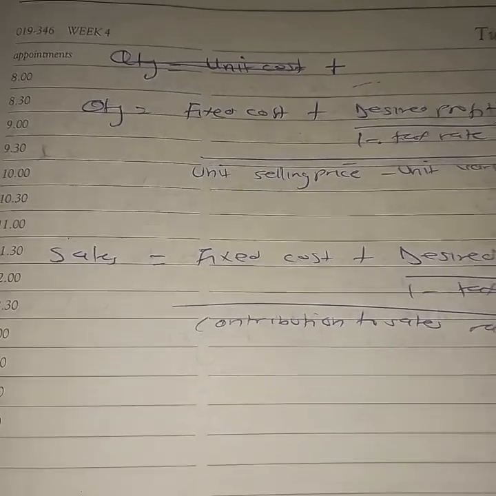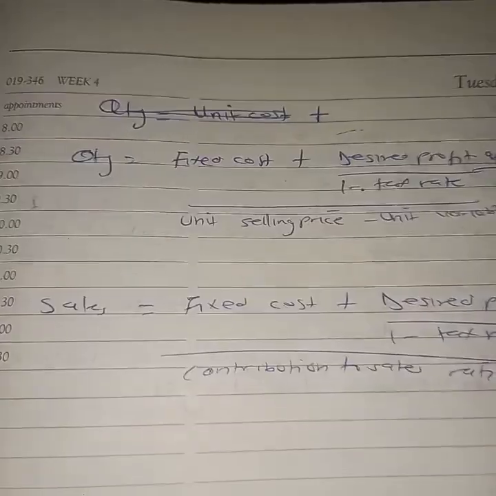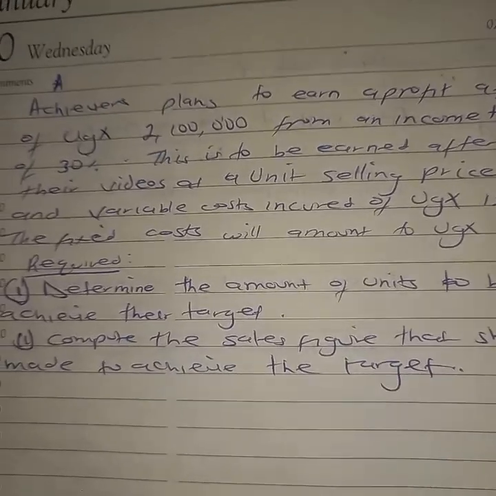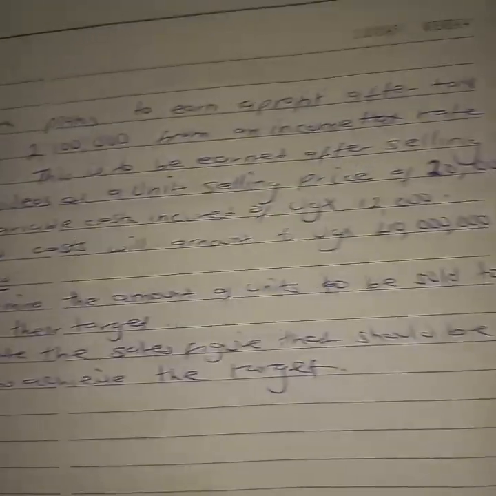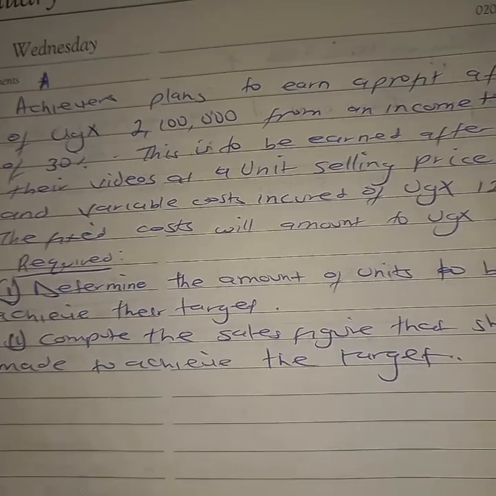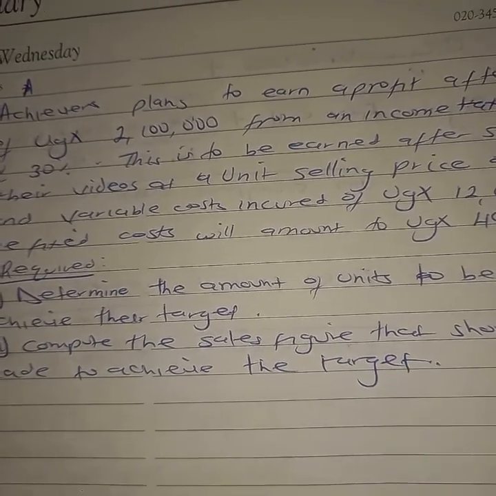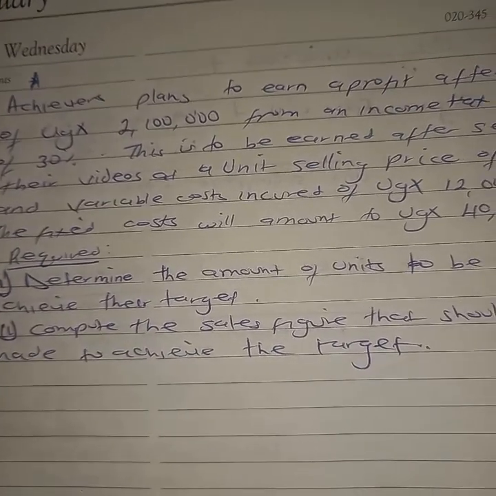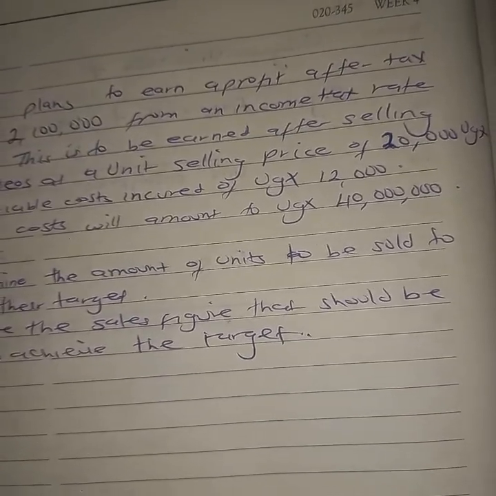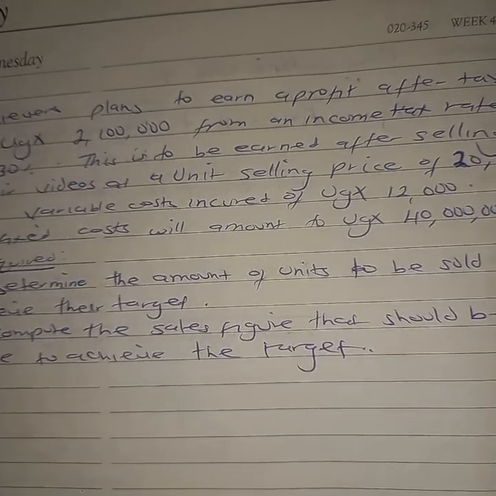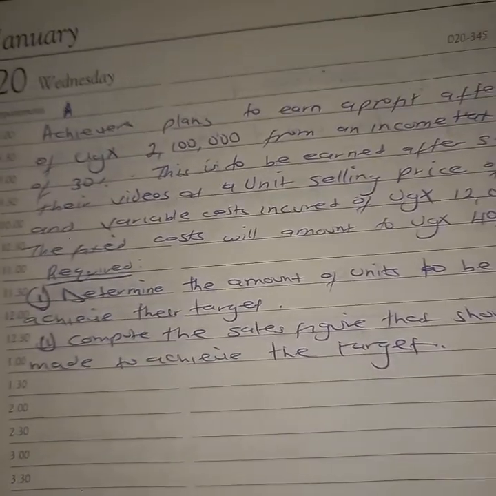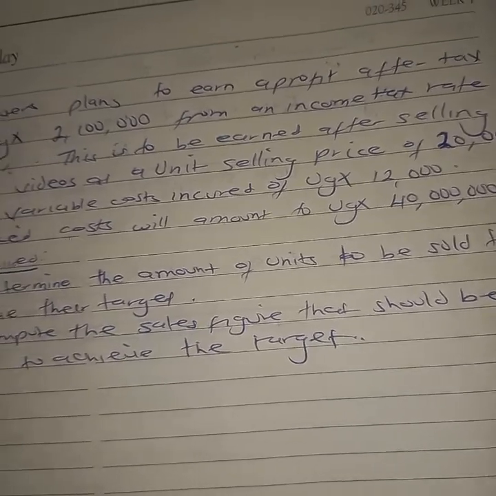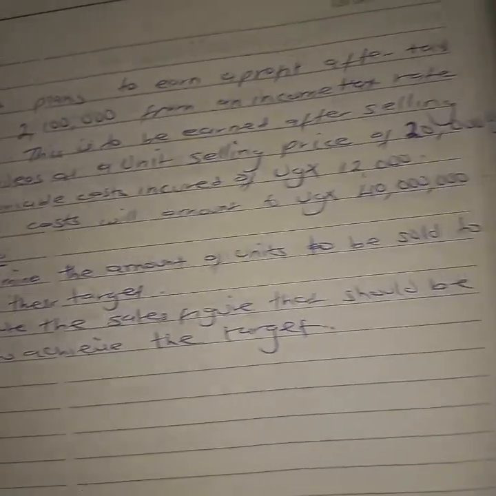So let's see how it can be applied in different questions. Our question reads: Achievers plans to earn a profit after tax of UGX 2,100,000 from an income tax rate of 30%. This is to be earned after selling their videos at a unit selling price of UGX 20,000. Each video is to be sold at 20,000, and the variable cost incurred is 12,000. The fixed cost will amount to 40 million.